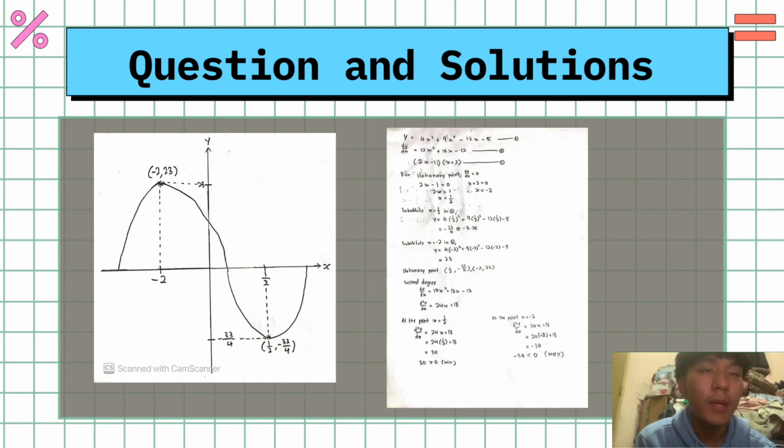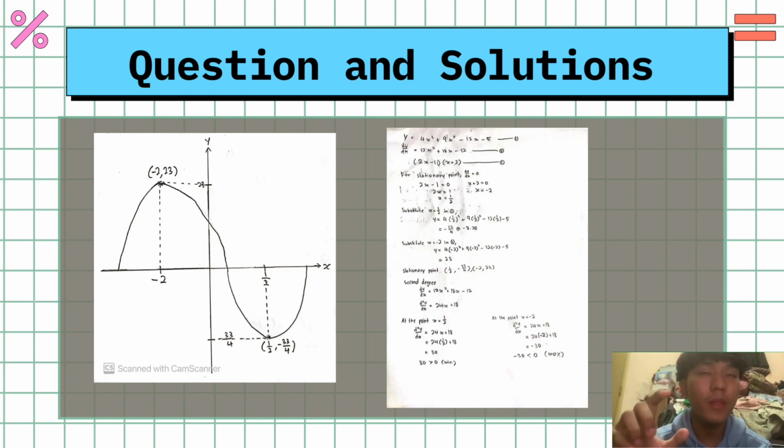After that, we factorize the equation. Then we get (2x minus 1)(x plus 2). Then just put this as equation 3. Okay, for the stationary point, dy/dx equals 0. We just do the basic algebra. 2x minus 1 equals 0.